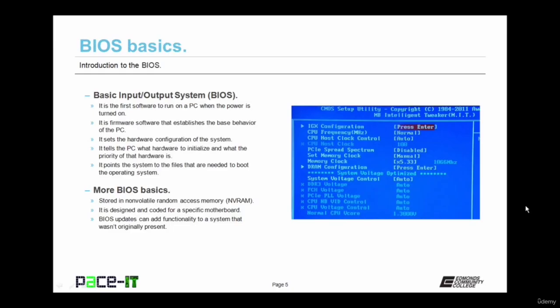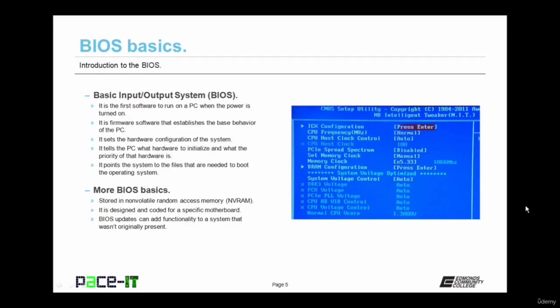Let's begin with what the BIOS is. BIOS stands for Basic Input-Output System. It is the first software to run on a PC when the power is turned on. It is actually firmware that establishes the base behavior of the PC. It sets the hardware configuration of the system. It tells the PC what hardware to initialize and what the priority of that hardware is. It also points the PC to the files that are needed to boot the operating system.